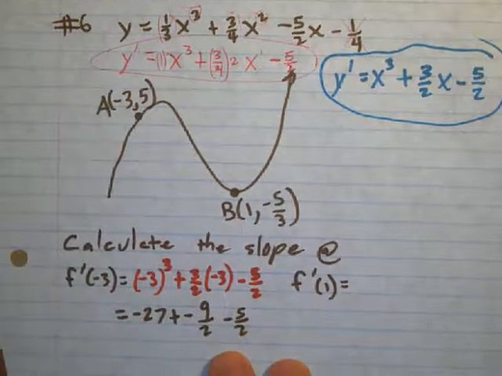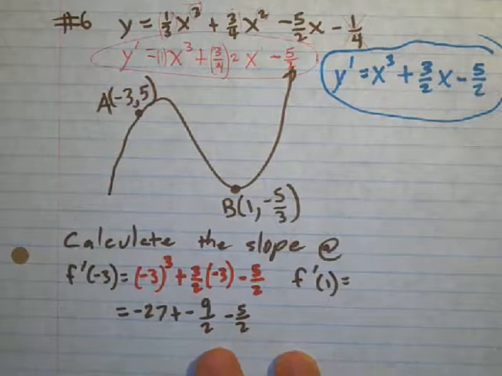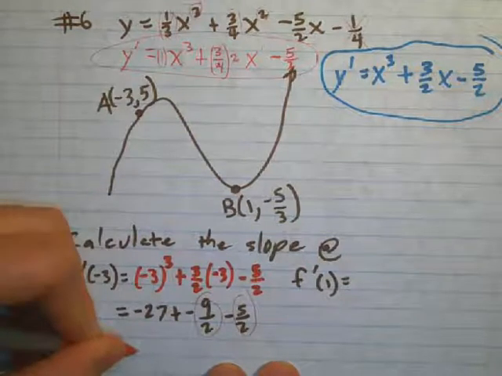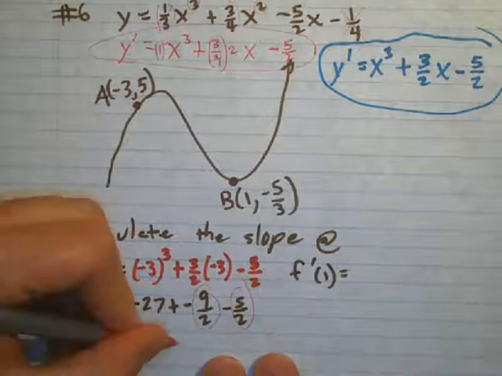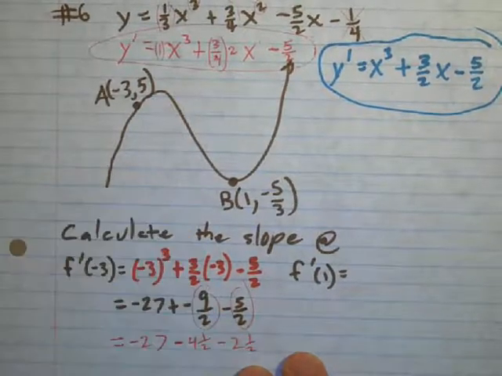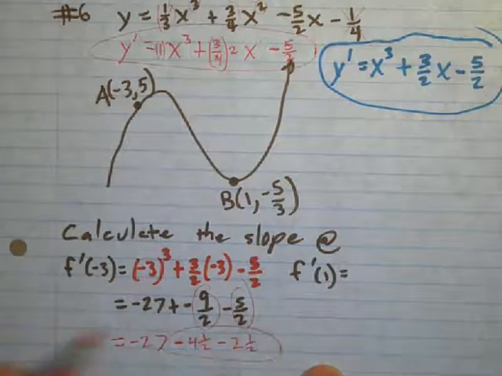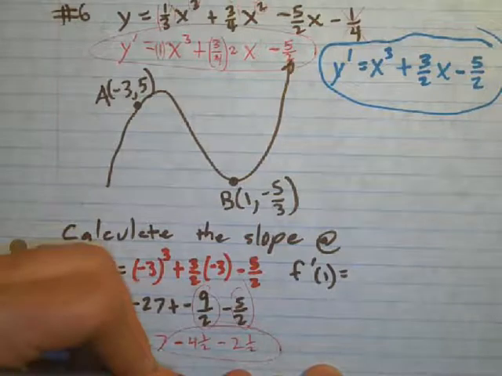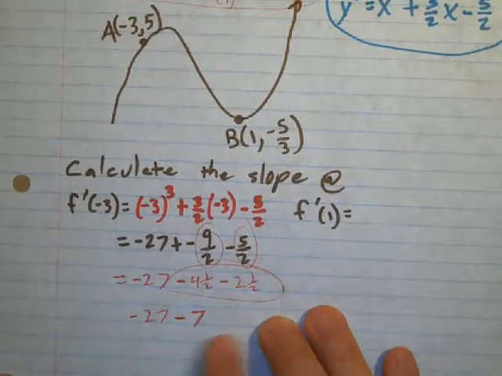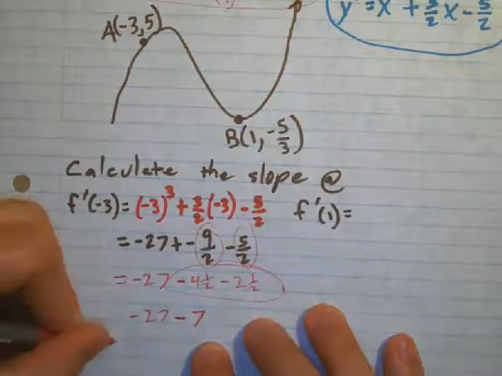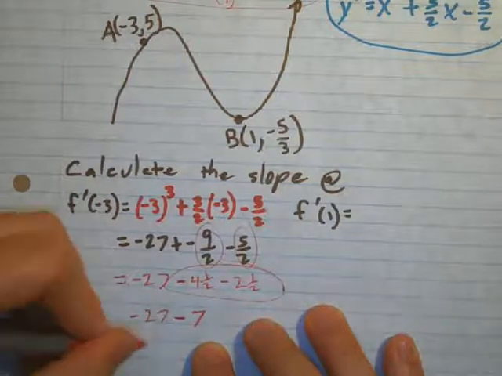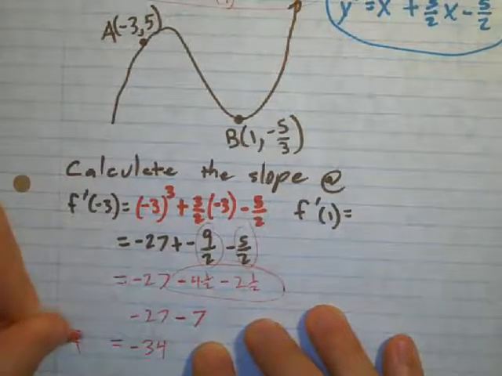Okay, let's simplify this. Let's convert this to a decimal. Why not? Negative 27 minus 4.5 minus 2.5. Okay, negative 4.5 and negative 2.5 is going to give me negative 7, right? Negative 27. So what is negative 27 minus 7? That's going to give me negative 34 is my slope at negative 3.